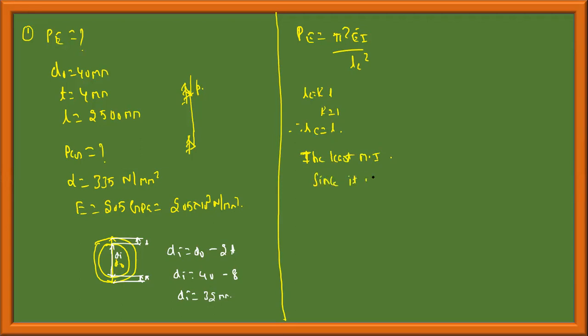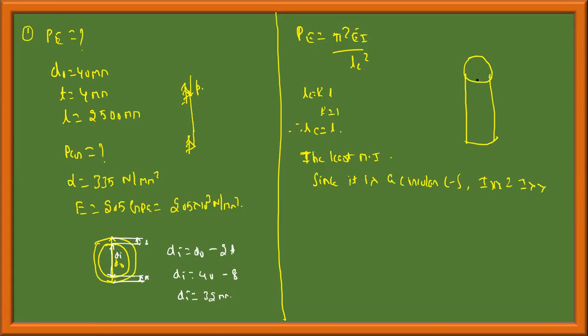Since it is a circular cross section, for all circular cross sections, Ixx is equal to Iyy. No need to bother about that. If the column is something like this, give me a moment. Okay.